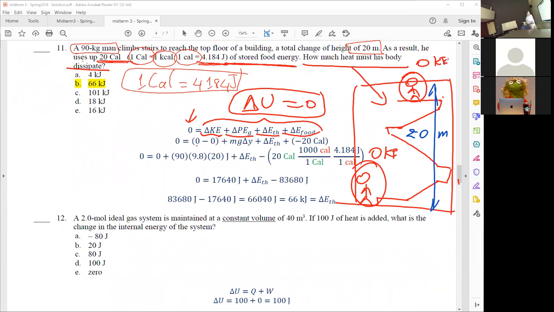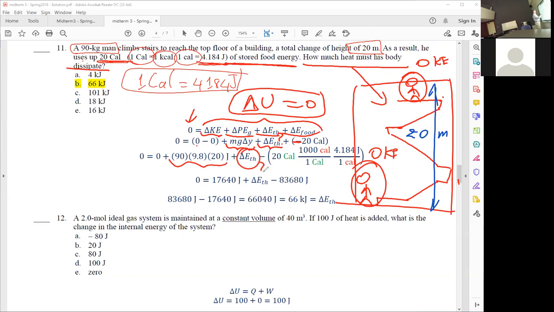Sorry, I'm taking a bit longer, guys, so I'll be done quickly. Then we have a change in potential, mg delta y, plus change in thermal, that's my unknown, and minus 20 kilocalories. That's what is lost in the process as food energy. That's why I put a negative sign. Now plug in the numbers. This is for mg delta y. Delta thermal energy is my unknown.